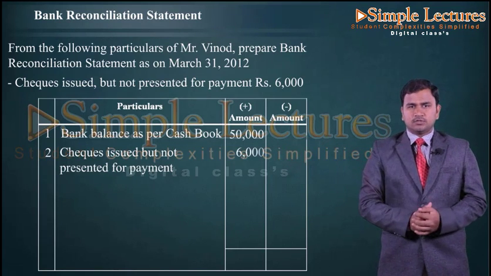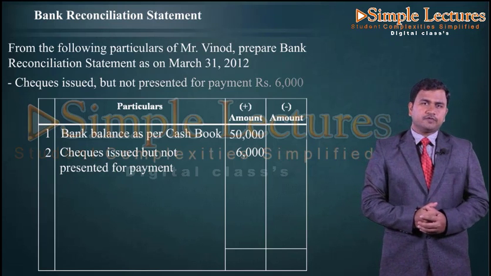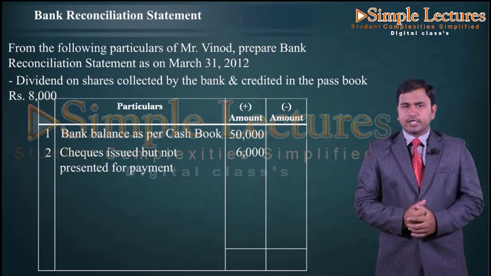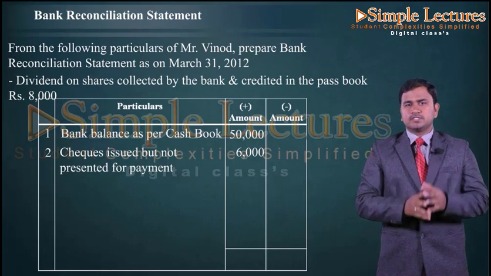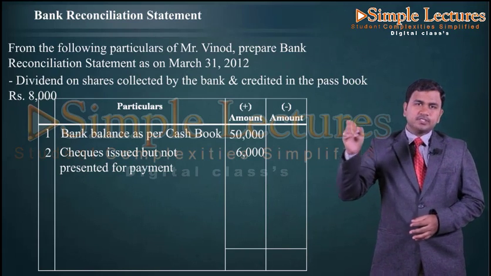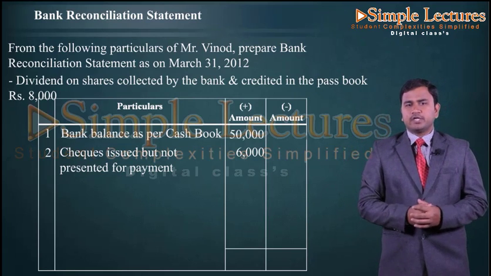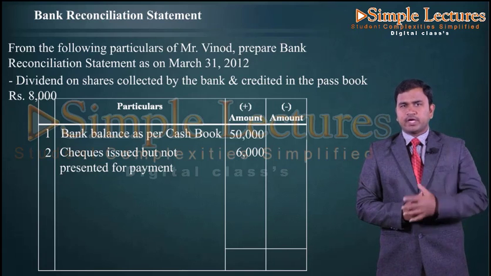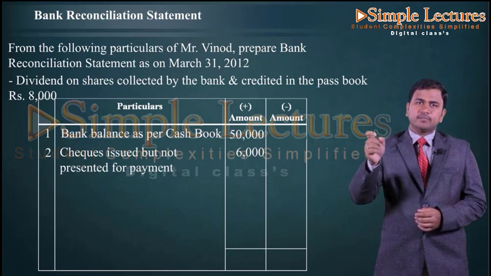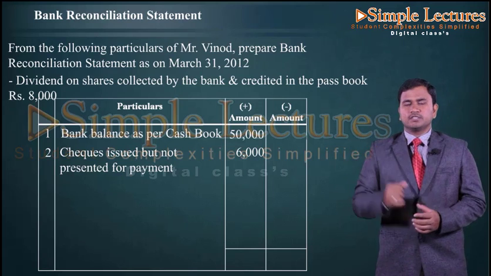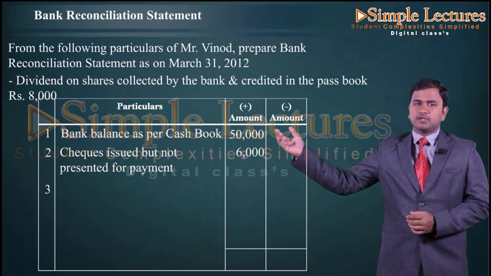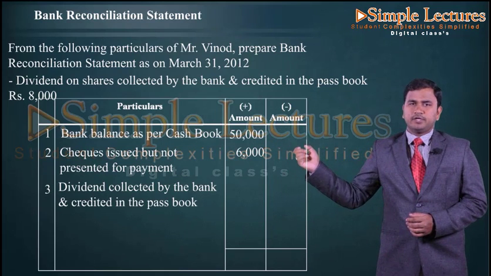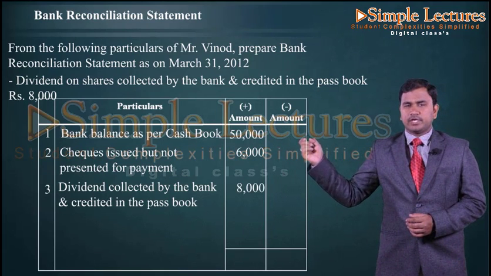Then the next entry we have is dividend on shares collected by the bank and credited in the passbook, rupees 8,000. The entry is very clear here. The bank has collected 8,000 which is credited to the bank account, where it was added in the passbook but the same was not added in the cash book. So serial number 3, dividends collected by bank, in the positive amount column we take 8,000.